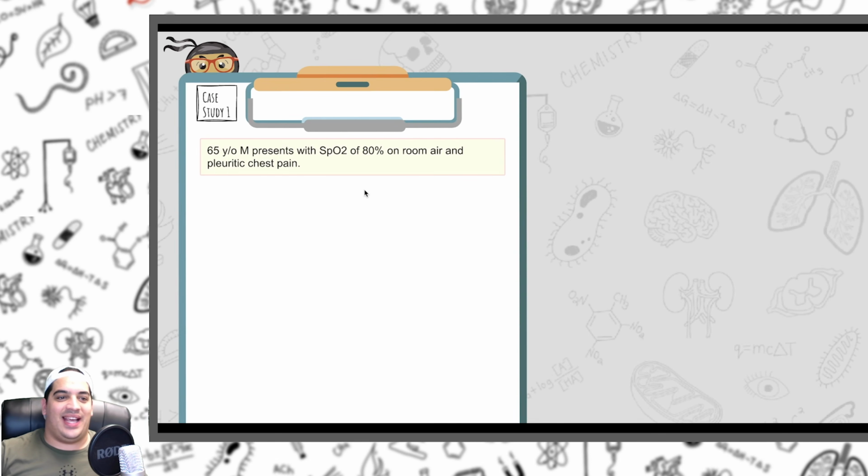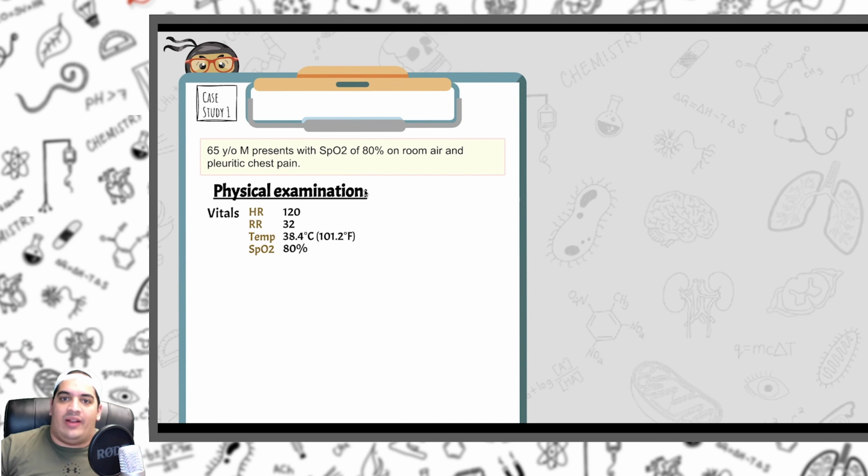All right, my friends, let's do a case. Here we have a 65-year-old male who presents with an SpO2 of 80% on room air and also complains of pleuritic chest pain. Very interesting. So when we do this, we're evaluating for the cause, or what type of acute respiratory failure they have. So we do a physical exam. Their heart rate is 120, so they're slightly tachycardic. Their respiratory rate is 32. Their temp is 101.2, so they're febrile. And the SpO2 is 80%, so they are hypoxic. So they're hypoxic on room air, slightly febrile, a little bit tachypneic, and tachycardic.